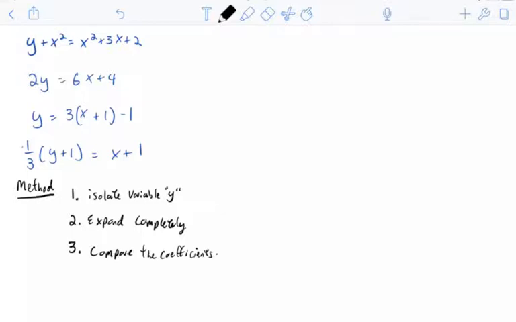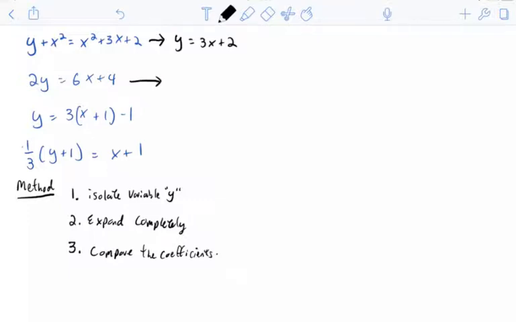So let's just start. Isolate the variable y. I'll start with the top one. The variable y is on the left-hand side, but there's that x squared with it. So I'm going to subtract x squared from both sides. Okay. Expand completely. It's already completely expanded. All right, compare their coefficients. There's a 3 and a 2. Compare it to what is a good question. All right, let's try the next one.